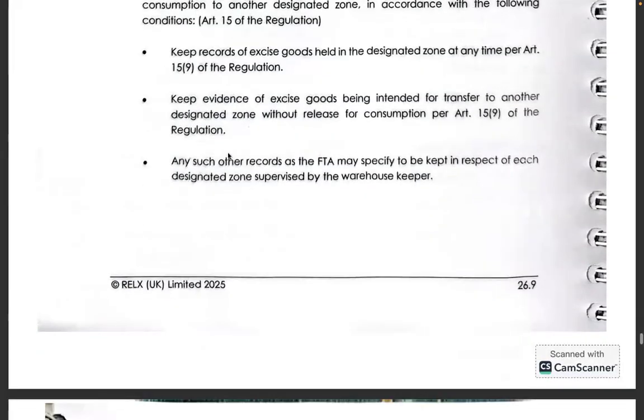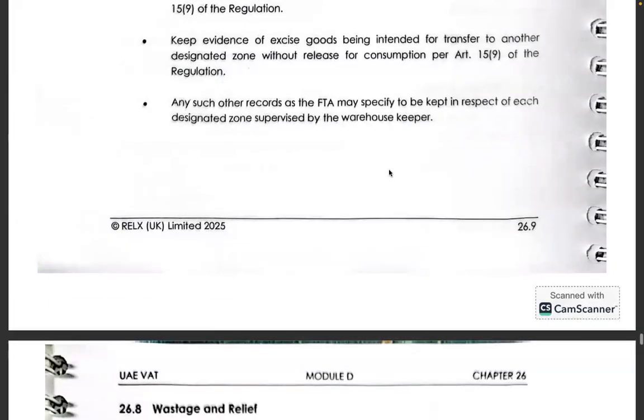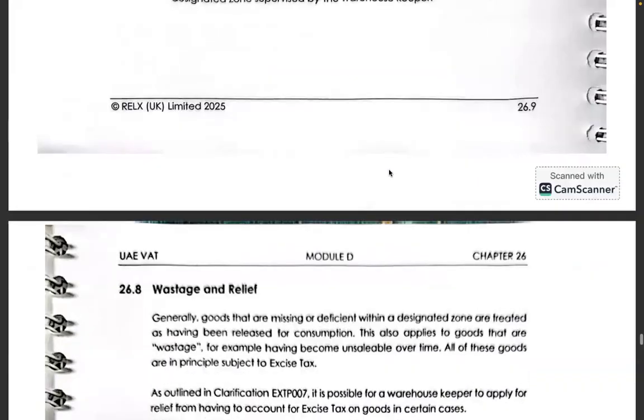And then the second point was evidence of intention to transfer. Third condition, any such other records as the FTA may specify to be kept in respect of each designated zone supervised by the warehouse keeper. So records should be kept for each designated zone.